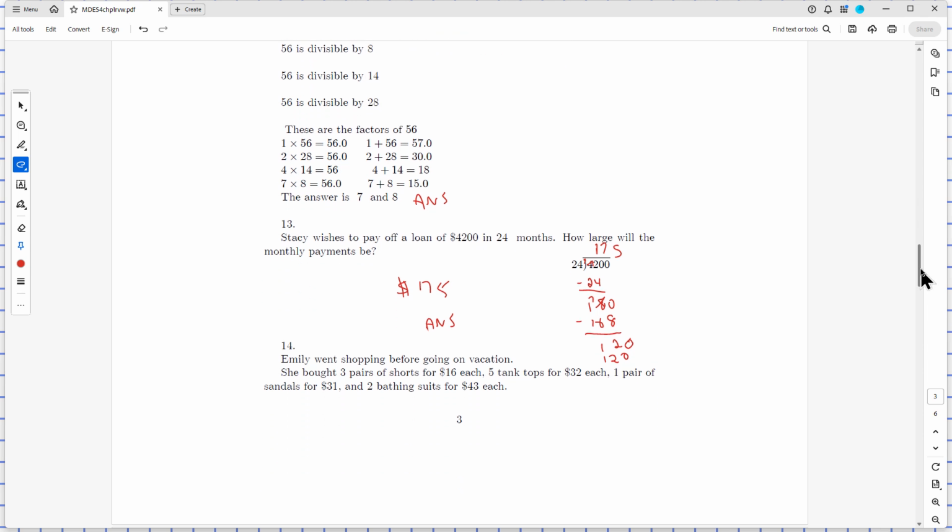Stacy wants to pay off a loan of $4,200 in 24 months. In this case, they use long division, and I show my long division here, and they end up with $175.